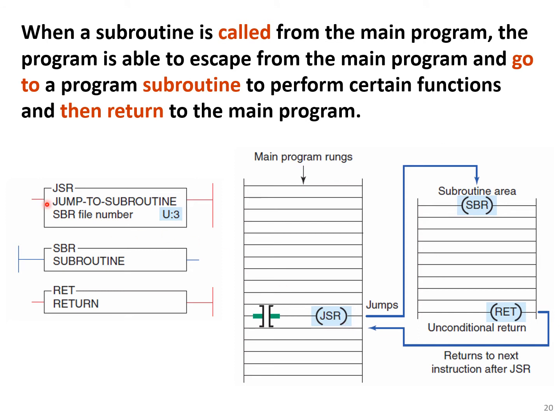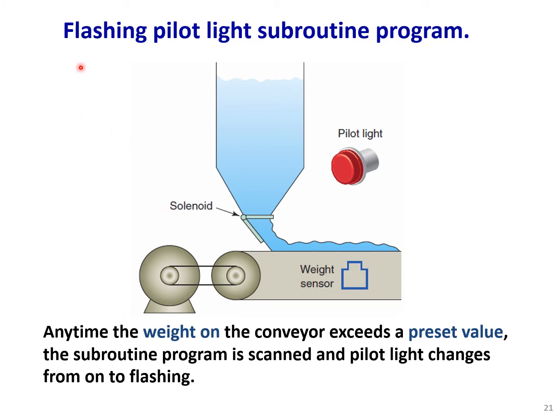Okay, so here we have, for example, jump to subroutine 3. Okay, so in Allen Bradley, we have these symbols for subroutines and jump to subroutine 3. Okay, this is a symbol. Subroutine, again, is a label, and return. Flashing pilot light subroutine program.